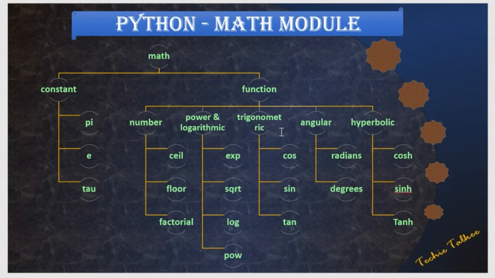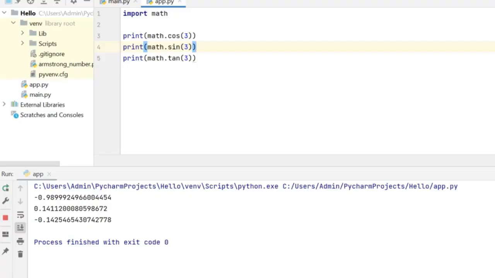The next category that we are going to look at is the trigonometric functions, where we are going to learn about the cos, sin and tan functions that are available in Python. These three functions, which are cos, sin and tan, are pretty much what we have already read in mathematics, where it is going to get the cosine, sine or the tan value of that particular number.